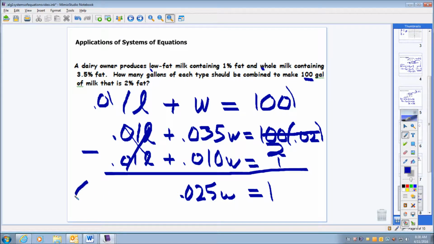So we know they add up to 100. There's 40 gallons of whole milk to make this mixture. And we know they add up to 100, so the low fat has to be 60. Don't let word problems confuse you. They're really not too bad.